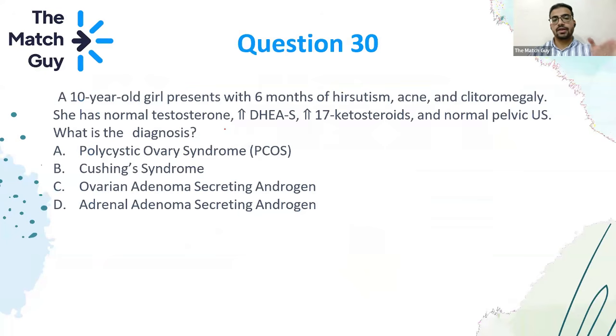Now this is a very, very high-yield question, guys. I want you to focus with me on this question. We have a 10-year-old girl that presents with 6 months of hirsutism, acne, and clitoromegaly. She has normal testosterone, increased DHEAS, increased 17-ketosteroids, and a normal pelvic ultrasound. What is the diagnosis?